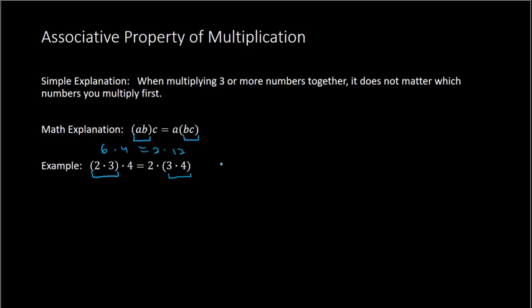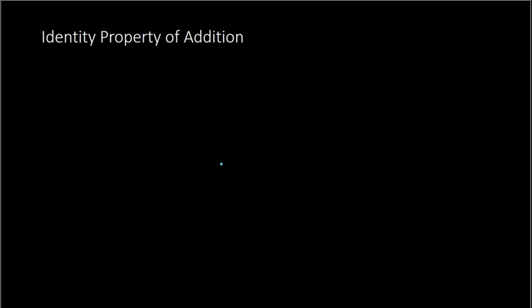Next we have what is called the identity property. And again, with this property, we have both for addition and for multiplication.